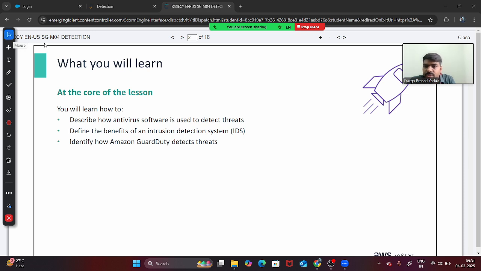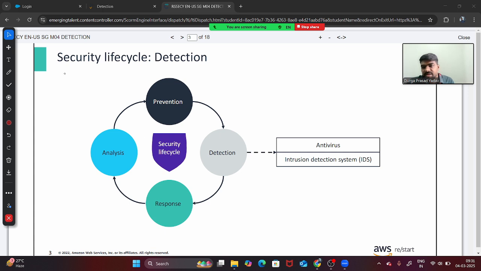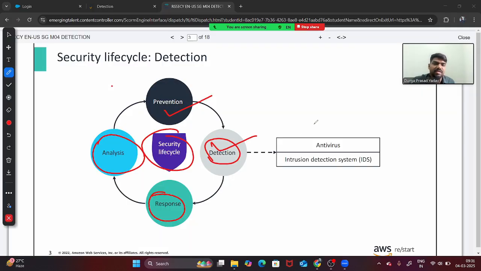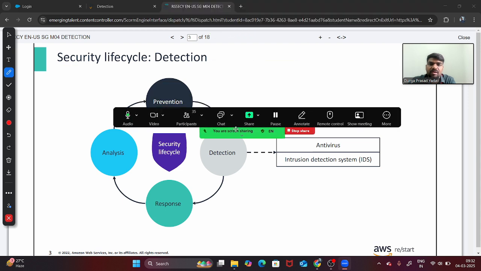So here we go. These are the four phases of the security life cycle. Phase number one, prevention; second phase, detection; third, response; fourth, analysis. Right now we are learning detection. Under detection, you will be using antivirus, IDS, and firewall also. Most of the firewall appliances we use now come with IDS and IPS, guys. For example, Firepower or Palo Alto.